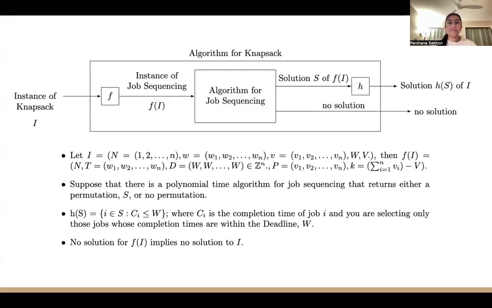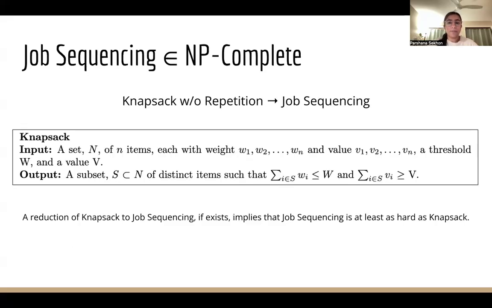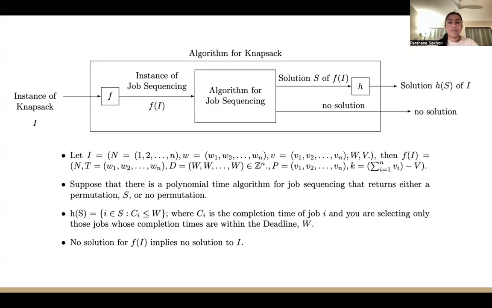So let's show it. Here's the reduction from knapsack to job sequencing. We are going to take I, which is the instance of knapsack, with the following parameters. N will be our set of items, 1 to lowercase n. Lowercase w is our set of all of our weights, W1 to Wn. V is the set of V1 to Vn of the values. Our capital W is the part that we need to be less than or equal to. And then V is our value that we want to be greater than or equal to.